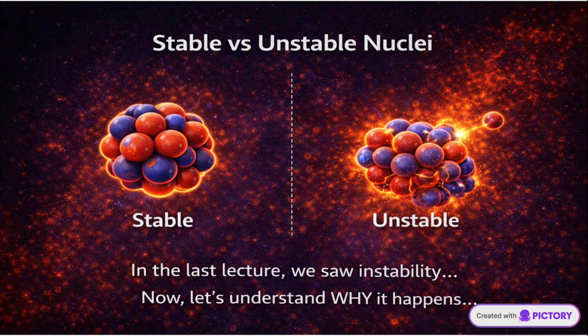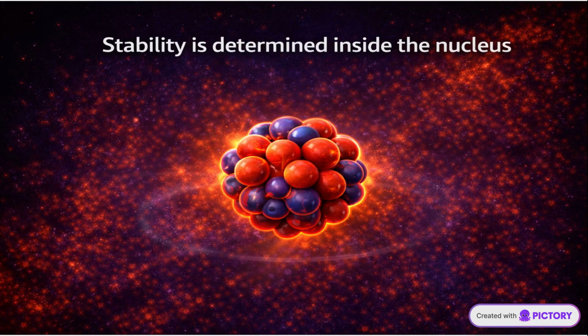To answer this, we must go inside the nucleus itself, because stability is not decided outside. It is decided within the nucleus. Let's quickly revisit atomic structure. An atom consists of electrons orbiting around the nucleus, and a dense central core, the nucleus. Inside the nucleus, we find protons, positively charged, and neutrons, neutral. Together, they are called nucleons. Now here is the key point. Almost the entire mass of the atom is concentrated in this tiny nucleus. So whatever happens here determines the fate of the atom.